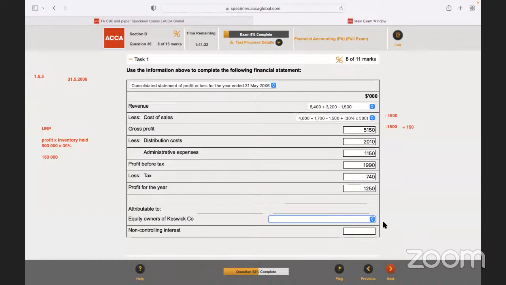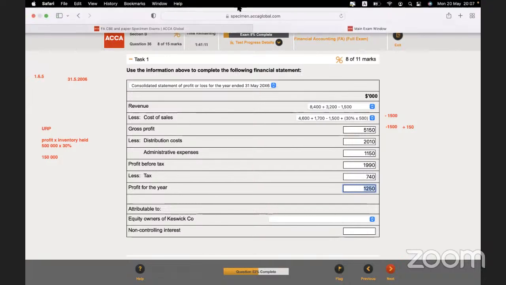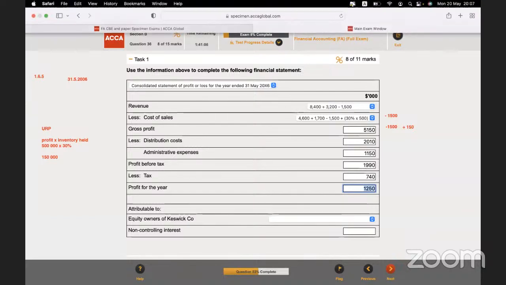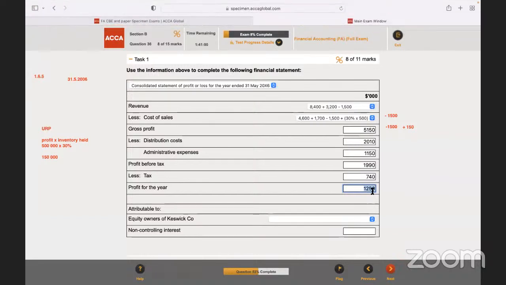So normally, guys, what we do, from this profit, we remove the NCI share. Understood? This is whose profit? Parent profit plus subsidiary profit. So inside this, there is a portion that does not belong to Keswick. The portion that does not belong to Keswick is the NCI profit. So normally, guys, what we do in accounting, from this answer, we remove whose profit? The NCI profit. So this is the group profit. From the group profit, guys, we have to remove the NCI profit.